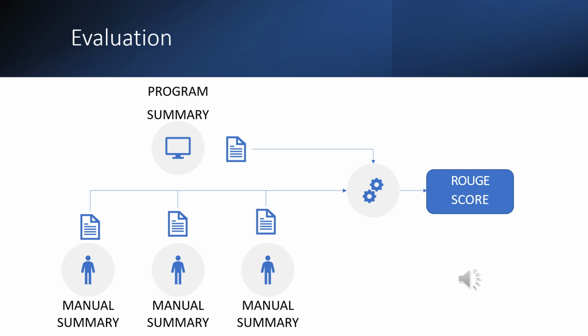One of these being the ROUGE score. First, a few humans will write a summarization of some text, while a summarization method also tries to summarize that same text. The ROUGE score then tries to determine the similarity between the summaries by checking for similar words and structures. If the computer summarization is similar to the human summary, it will have a decent quality.